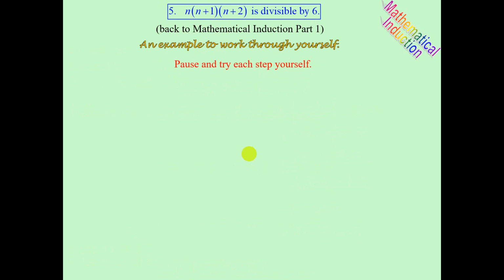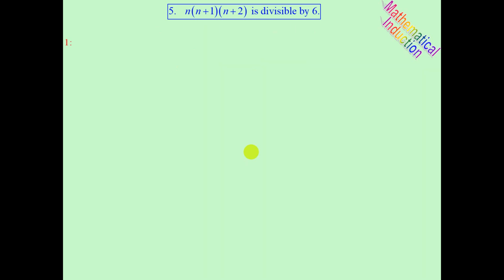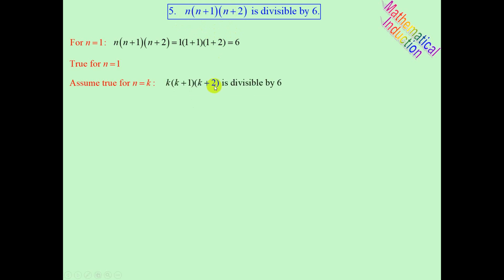Right, one of these divisibility proofs. So much the same thing. I'm going to take n equal to 1. I'm going to see it comes out as 6, and that's divisible by 6, therefore true for n equal to 1. Assume true for n equal to k, which means therefore k plus 1, k plus 2 will be divisible by 6.